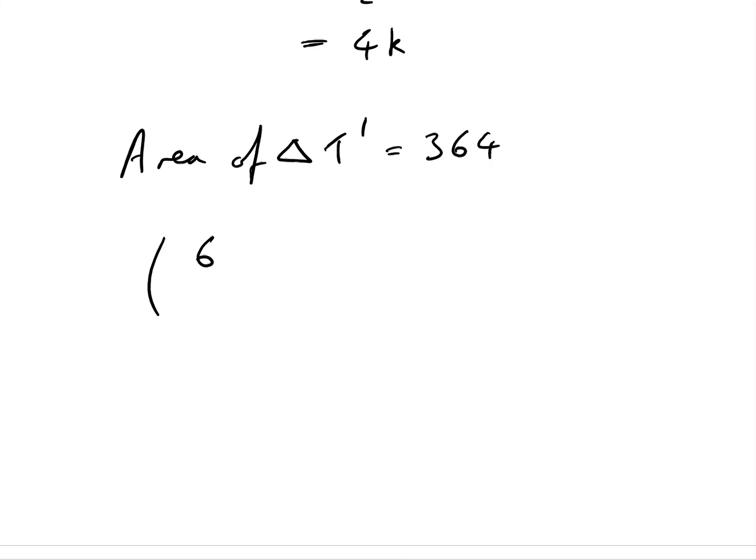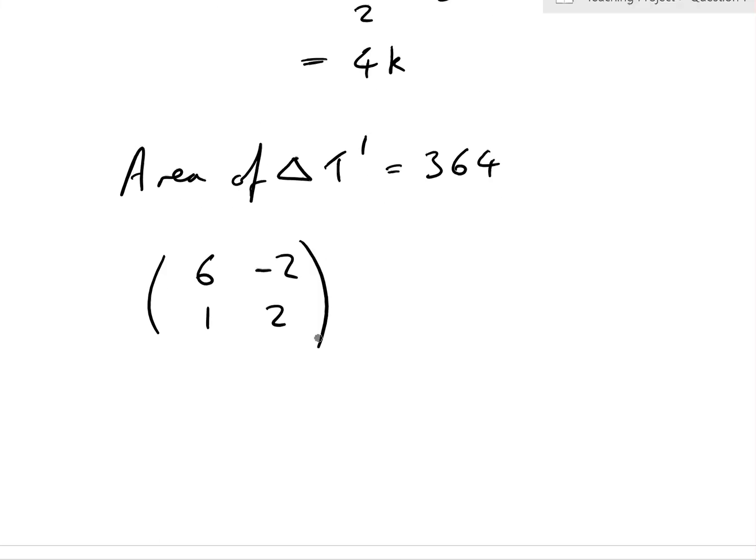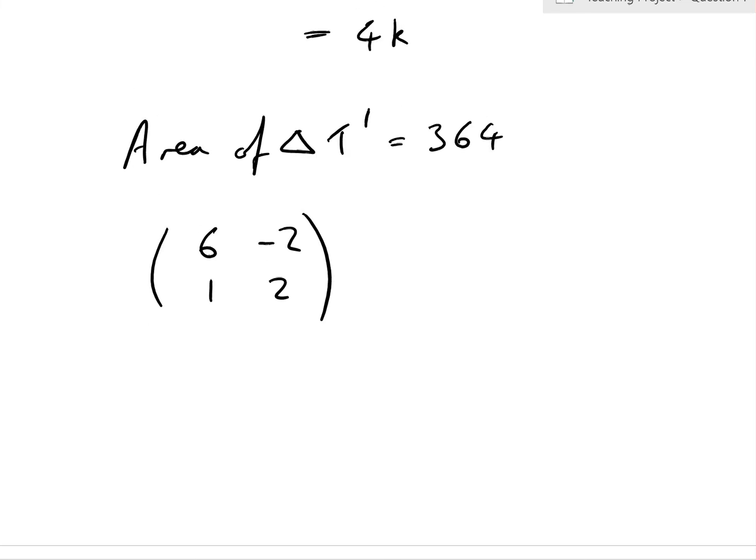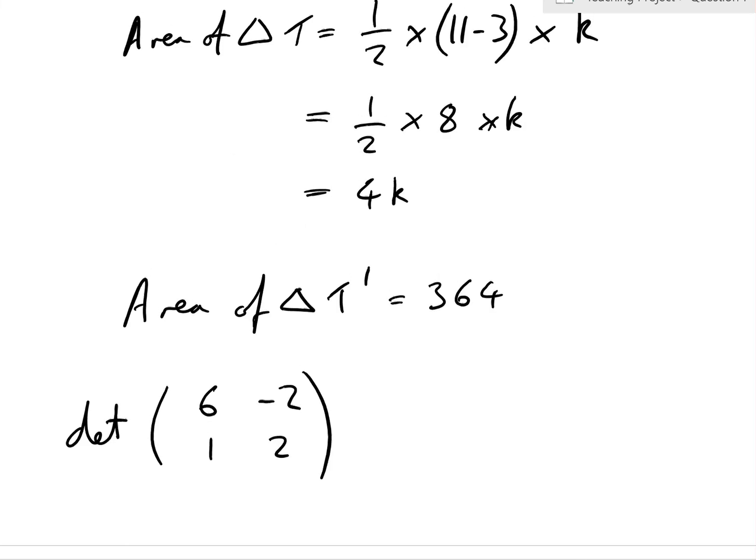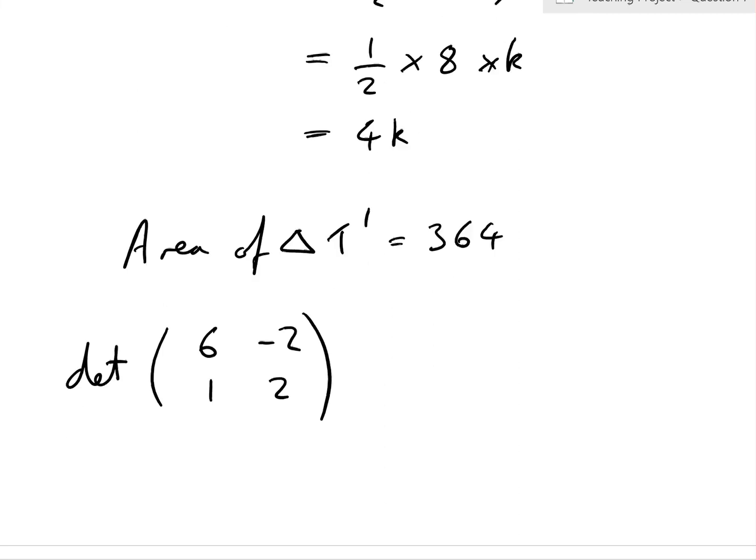There we go. So we've got 6, minus 2, 1, 2. So that is our transformation matrix. We know that the determinant of the transformation matrix links the area of the original triangle to the area of the new triangle. That tells us the scale factor. So if we find the determinant of this, that will tell us how many times bigger or smaller this thing should be compared to this.